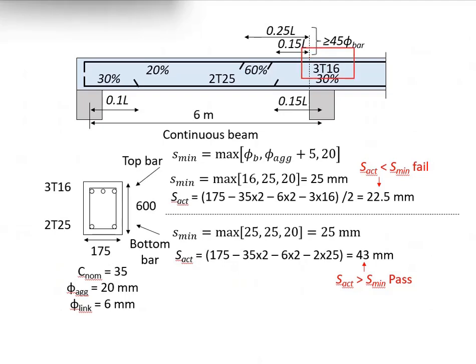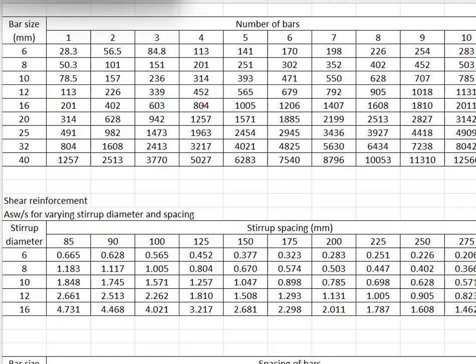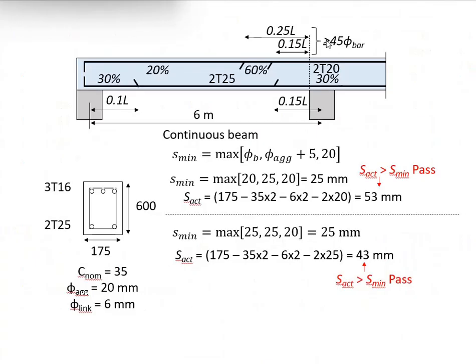Now coming back to this case, having two options here, either 4 units of T16 or 2 units of T20. In this case, we're going to choose 2 units of T20 as it consumes slightly less reinforcement bar than providing 4 units of T16, giving us a new arrangement of the reinforcement bar of 2 T20 at the support and 2 T25 at the mid-span.